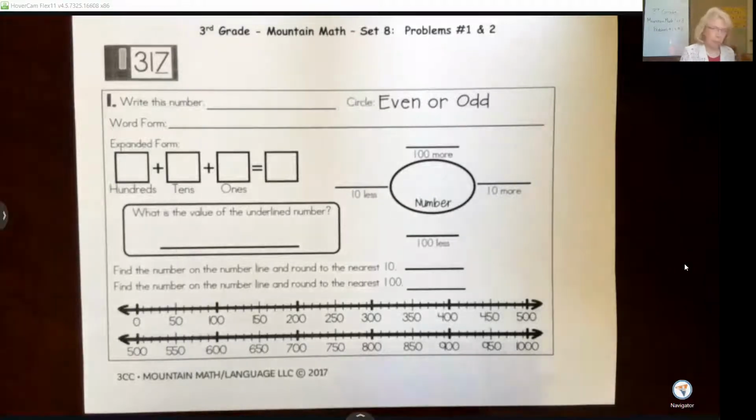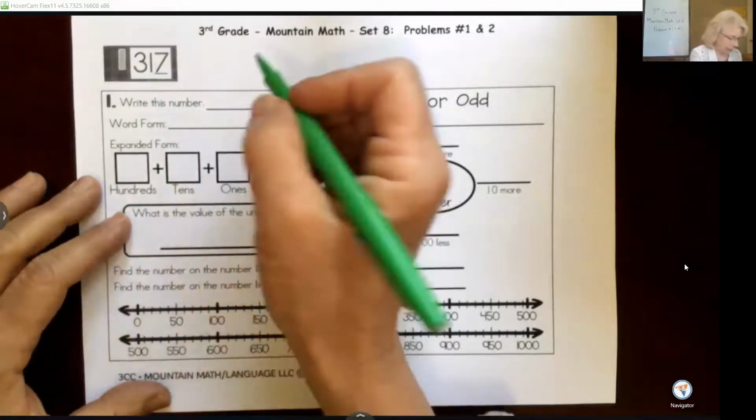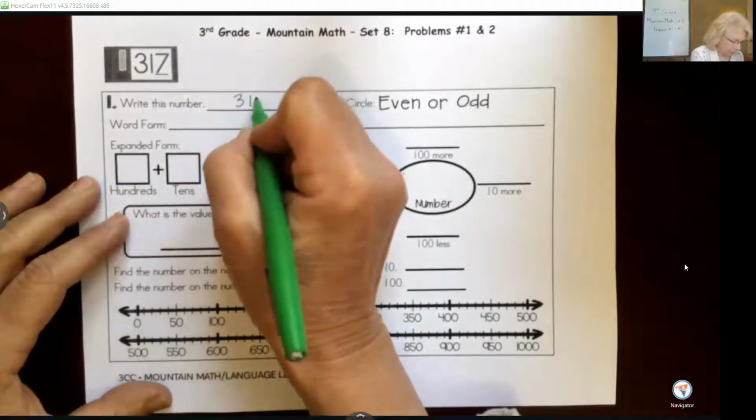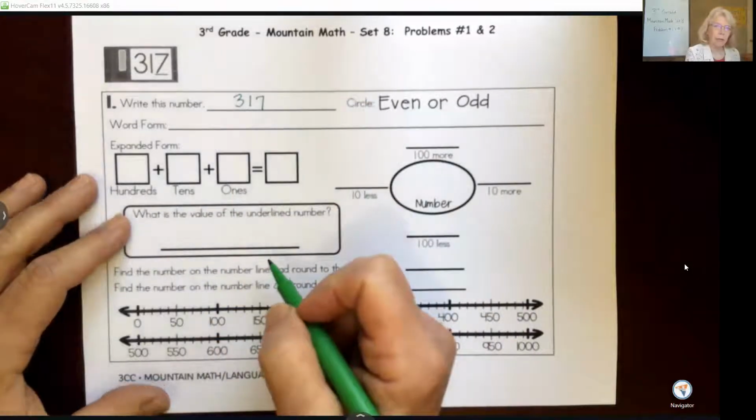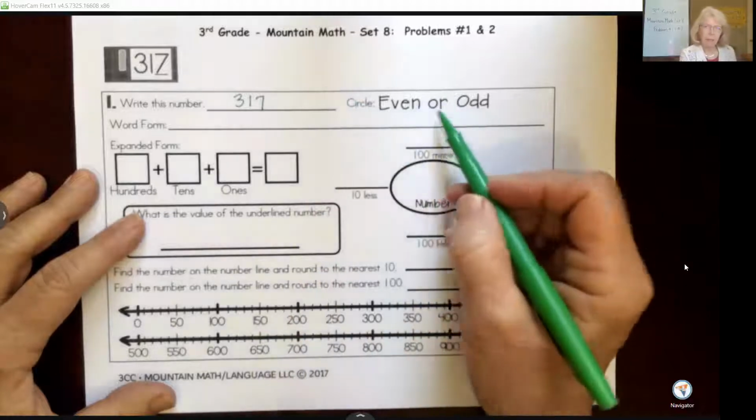Okay, problem number 1 gives us the number up here. It says write the number. So we're just rewriting a number, 317. And it asks us, is it even or odd?